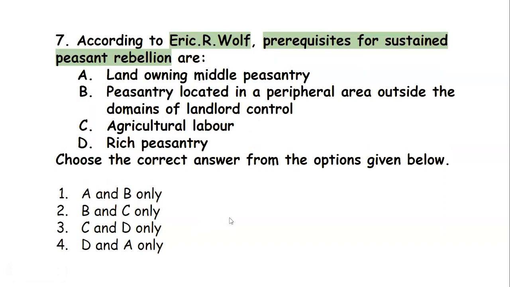So the question is, according to Eric R. Wolf, when he described the peasant rebellion, what were the prerequisites for a sustained peasant rebellion which he described? So we have to choose two options or a combination of any two options from these options given here.